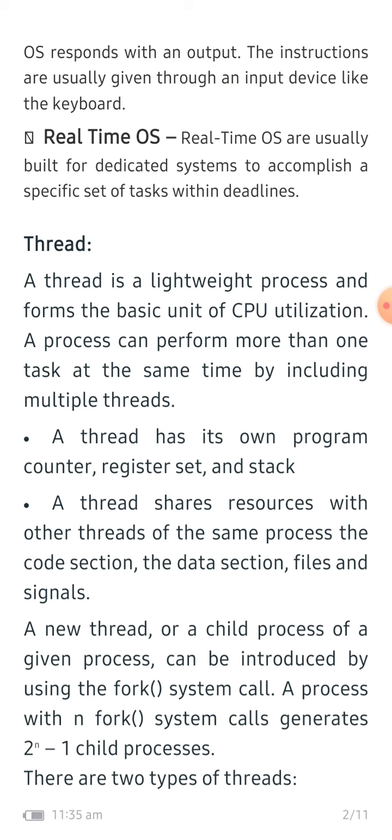Next we will see threads. A thread is a lightweight process and forms a basic unit of CPU utilization. A process can perform more than one task at the same time by including multiple threads. A thread has its own program counter, register set and stack. Threads share resources with other threads of the same process: the code section, the data section, files and signals. A child process of a given process can be introduced by using the fork system call. A process with n fork system calls generates 2^n - 1 child processes.